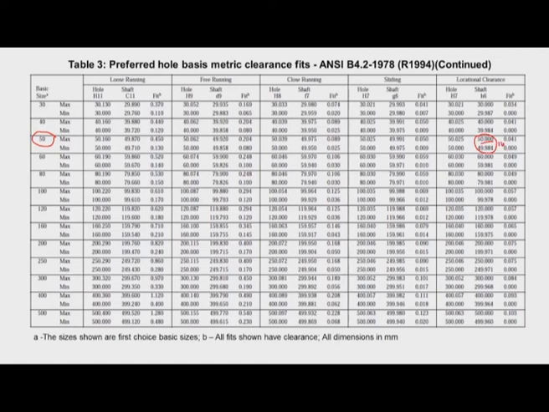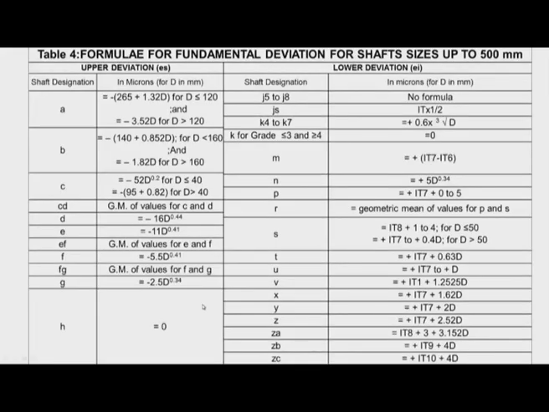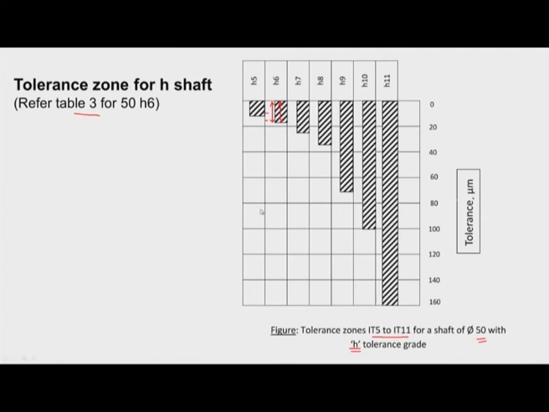So this 16 microns is the tolerance provided on the shaft. So that we can observe in this picture, 16 microns is the tolerance. So we can use the ready-made graphs like this or ready-made tables for getting the tolerance value.